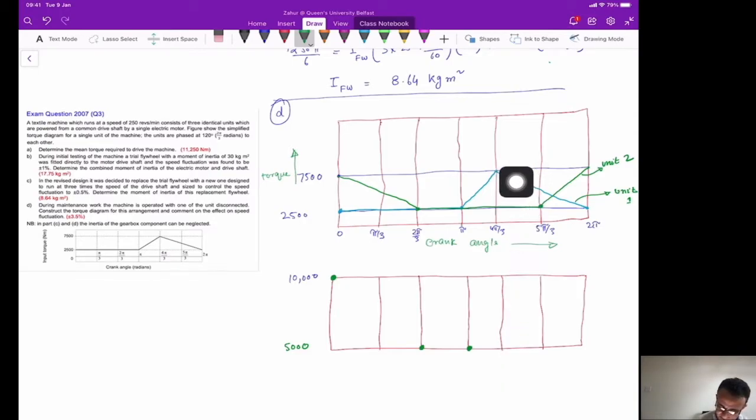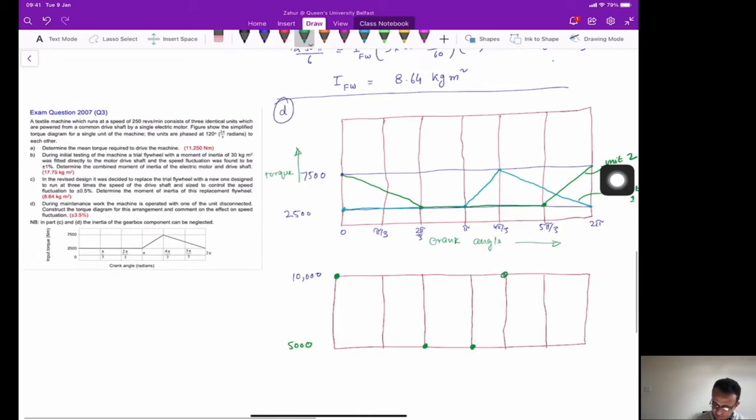But again at 4 pi by 3, which is this point here, you have 7500 and 2500, which will again be equal to 10,000. So again you get 10,000 here. And then at this point here, okay, so now at 5 pi by 3, you want to calculate the value here.